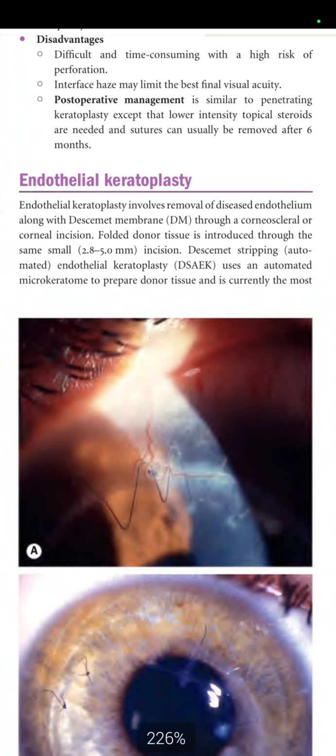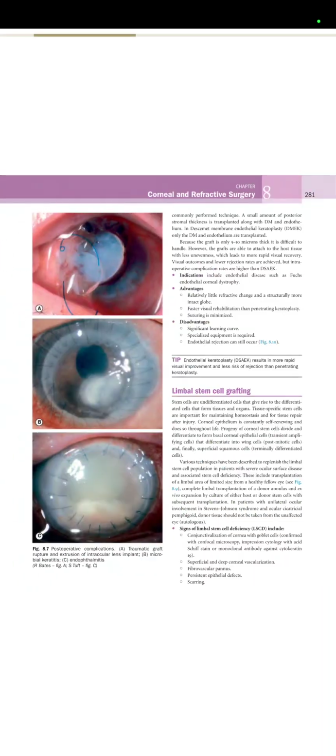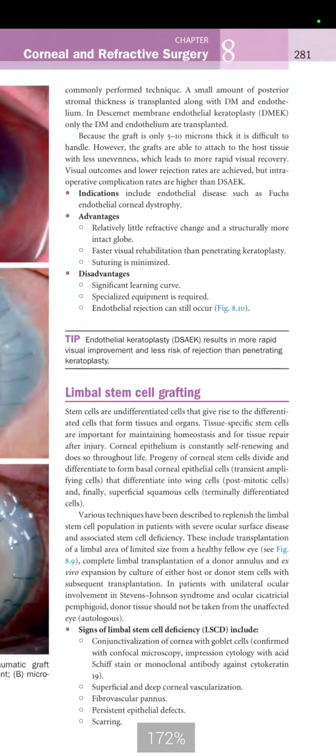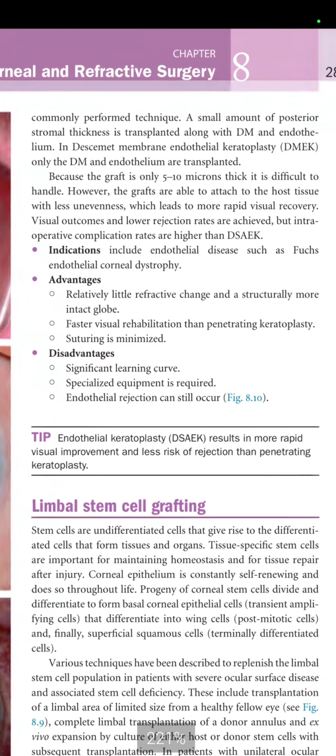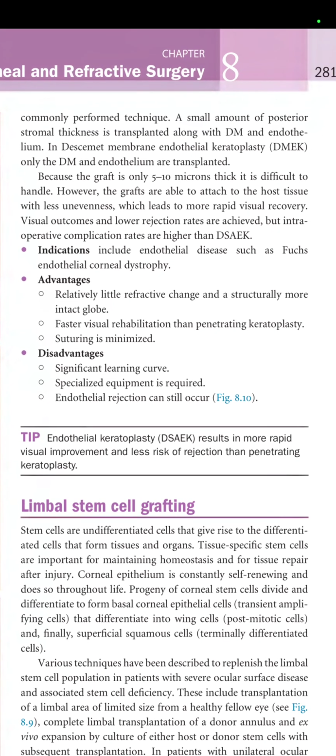Endothelial keratoplasty involves removal of the diseased endothelium along with the Descemet membrane through a corneoscleral or corneal incision. Folded donor tissue is introduced through the small 2.5 to 5 mm incision. Descemet stripping automated endothelial keratoplasty, DSAEK, uses an automated microkeratome to prepare the donor tissue and is currently the most commonly performed technique. A small amount of the posterior stromal thickness is transplanted along with Descemet membrane and endothelium. In Descemet membrane endothelial keratoplasty, only the DM and endothelium are transplanted.